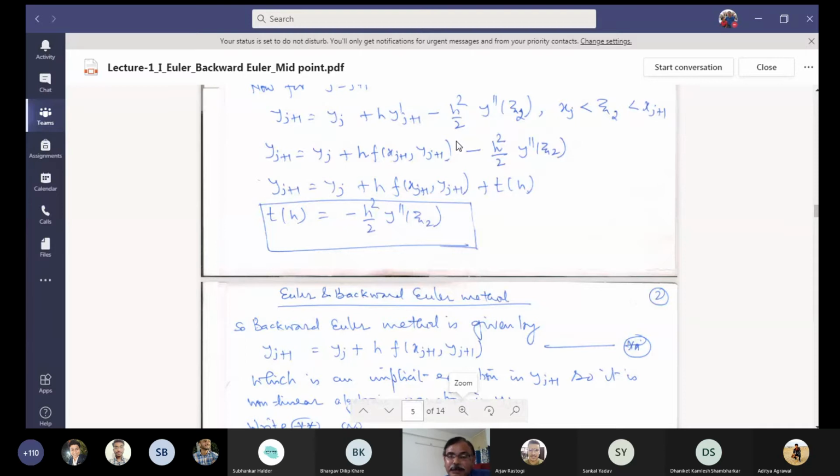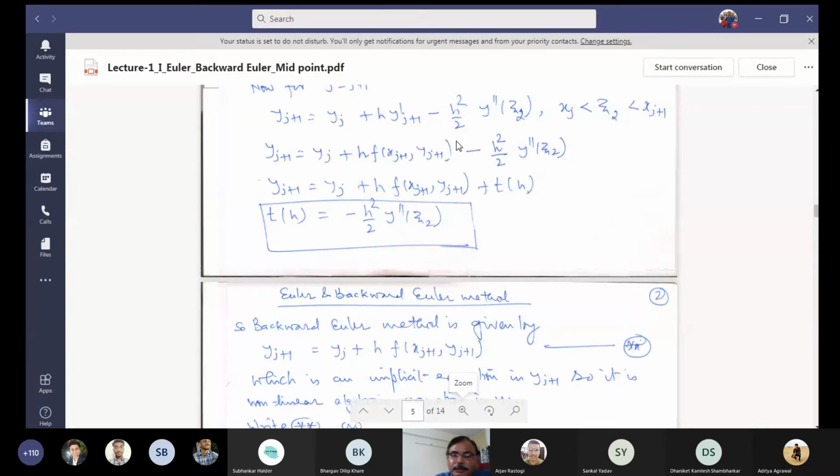Now the next thing comes. This is an implicit equation, and that too a non-linear equation. How will you solve this? Can anybody tell me the way? Using Newton-Raphson method. Exactly, 100% correct. So how will you write f?